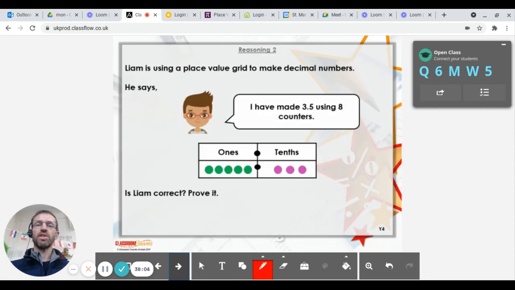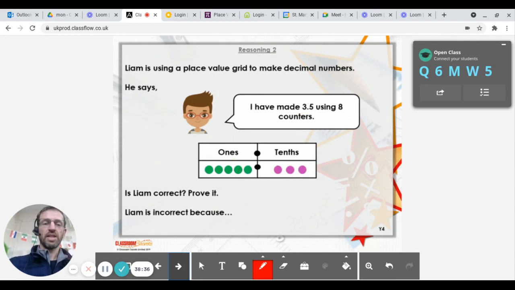Okay, Liam is using the place value grid to make decimal numbers. He says, I have 3.5 using 8 counters. Is Liam correct? 3.5 using 8 counters. Let's see how many counters he's used. 1, 2, 3, 4, 5, 6, 7, 8. He's used 8 counters, so this is correct. Has he made 3.5? No, I think not, because he's saying I've got 3 whole ones. Over here, he's got 5 whole ones.